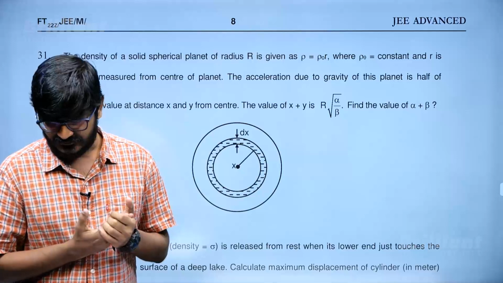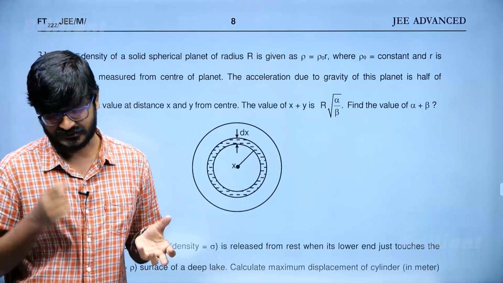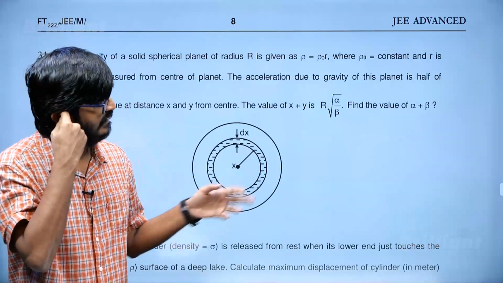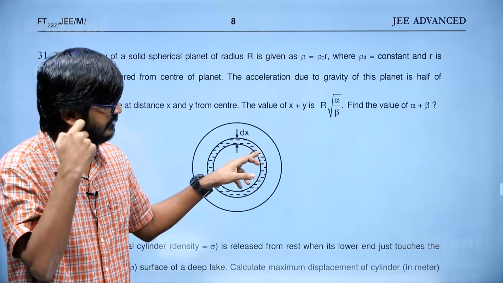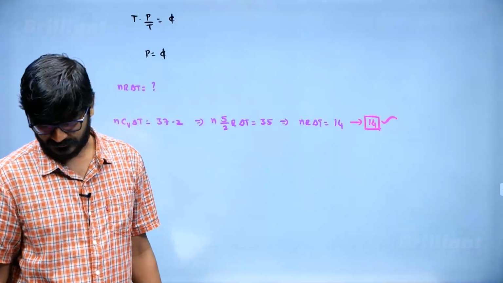The density of solid spherical planet of radius capital R is given. The acceleration due to gravity is half of maximum value at a distance x from the center and y from the center. So maximum value will happen on the surface, right? Maximum value will happen on the surface. So you will find 1 point inside and 1 point outside, where it will be half. So first of all, what is the thing I did?